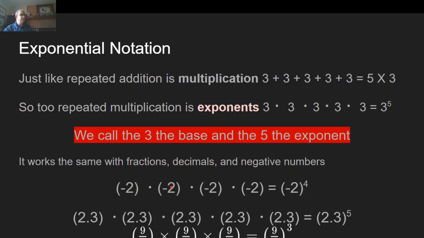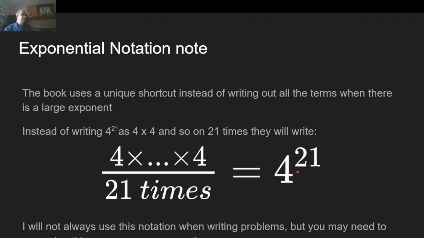So negative 2 times negative 2 times negative 2 times negative 2. There's 4 of them. So that's negative 2 to the fourth power. Works with decimals. 2.3 times 2.3 times 2.3 times 2.3 times 2.3 is 2.3 to the fifth because there's 5 of them. And then 9 over 4 times 9 over 4 times 9 over 4 is the same as 9 over 4 to the power of 3, because there's 3 of them. That's basically it for exponential notation.